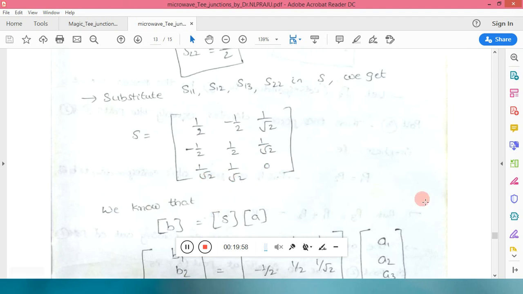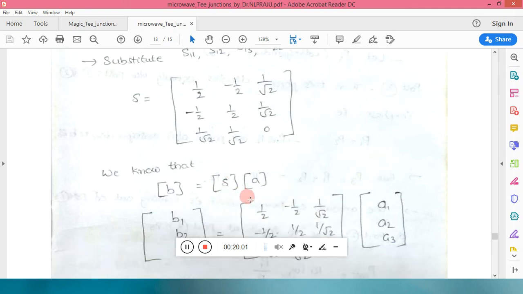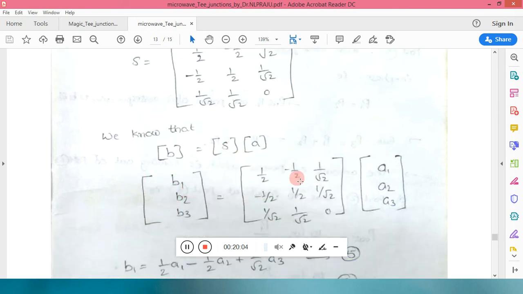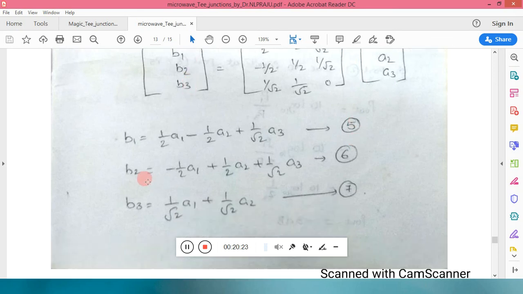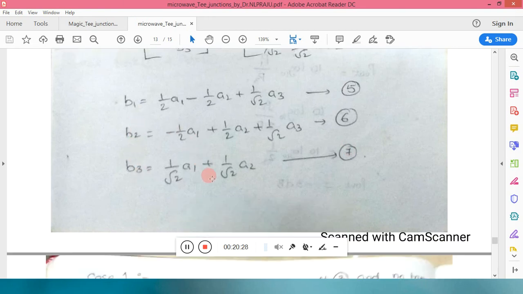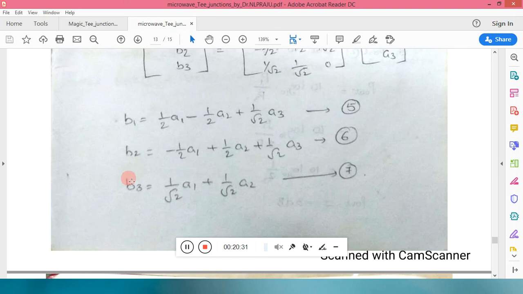Now we know that matrix B is equal to matrix S into A. So substitute all the values of the matrix S here. This is the output matrix, the scattering matrix, and the input matrix. Now multiply to get the output B1, multiplying this row with A1, A2, A3, and likewise for B2 and B3. We get equations 5, 6, 7 for B1, B2, B3. Using these equations, we can verify the characteristics of the H-plane T junction, whether it is working perfectly or not.